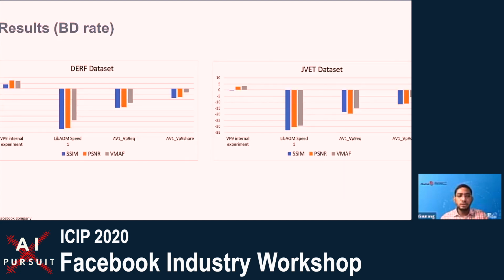This slide shows the results for the widely accepted JVET and DERF datasets, and we see similar results for the cross-codec data sharing. The results on the DERF dataset are similar to what we see in the FB internal dataset. For JVET, we see slightly better results than the previous slide. Content-wise, both these datasets have good coverage of different types of videos based on complexity. Next slide, please.